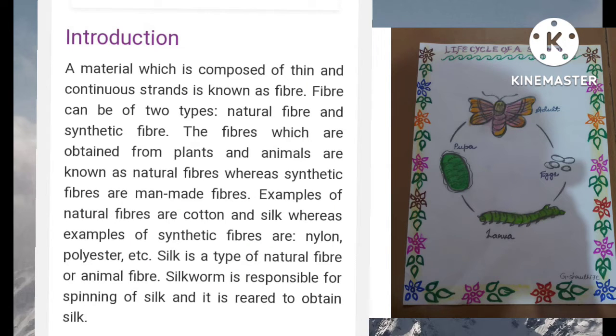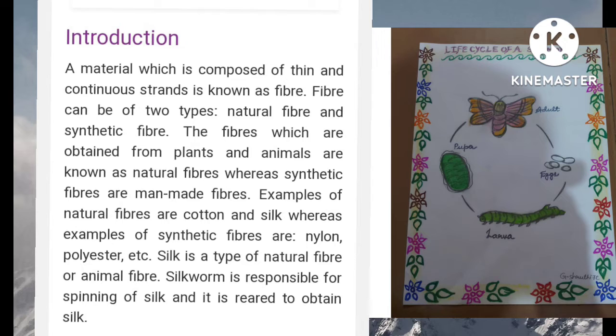A material which is composed of thin and continuous strands is known as fiber. Fiber can be of two types: natural fiber and synthetic fiber. The fibers which are obtained from plants and animals are known as natural fibers, whereas synthetic fibers are man-made fibers. Examples of natural fibers are cotton and silk, whereas examples of synthetic fibers are nylon, polyester, rayon, etc.